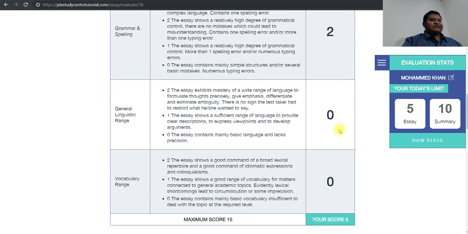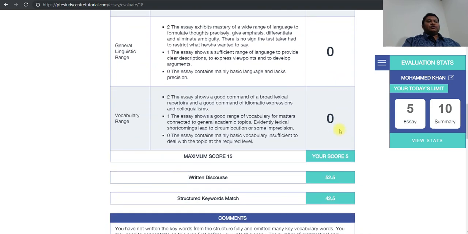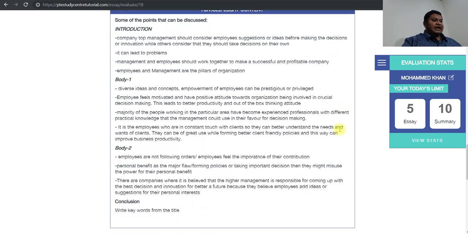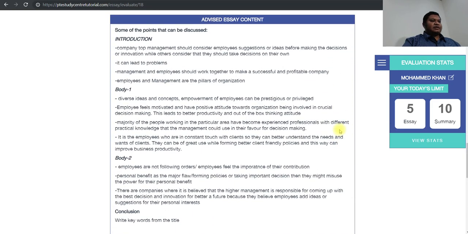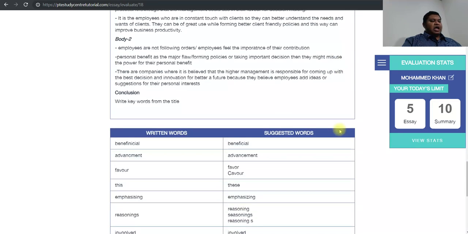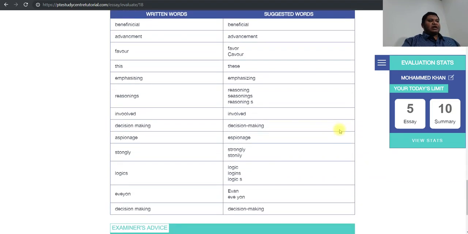Then in general linguistic range, again, I got 0 because I did not have anything that I can say is linguistically well organized. And in vocabulary also I got 0 because I did not really use any academic words in my writing. You can see that it has suggested some sort of answer. It has suggested what I should write in the introduction, in body 1, in body 2 and in the conclusion. It also has suggested what mistakes I actually made in terms of spelling, and the suggested answer.